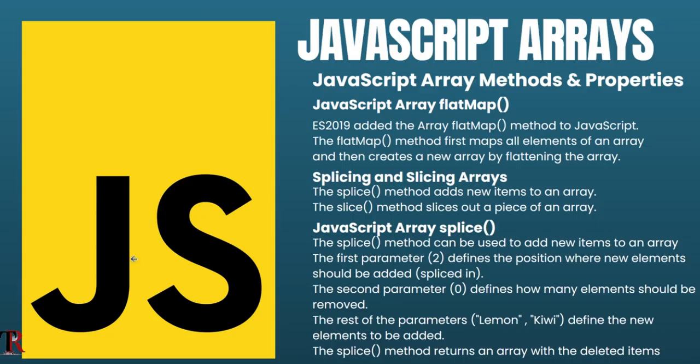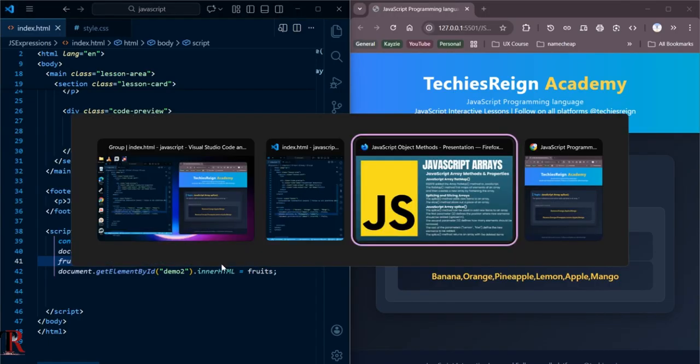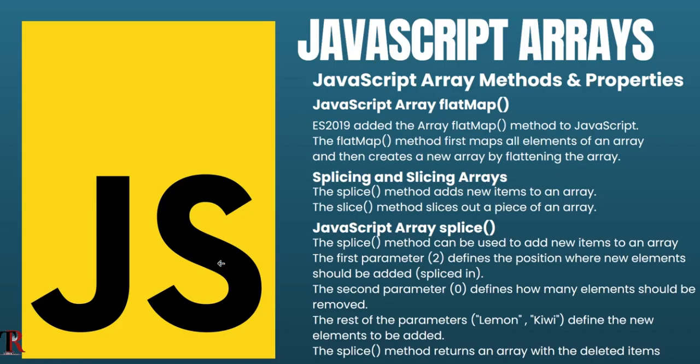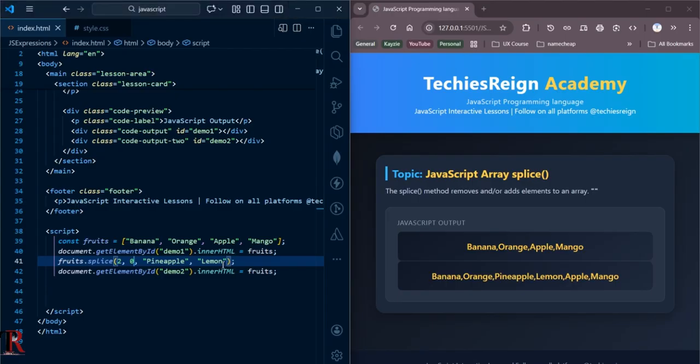Now the rest of the parameters, the lemon and pineapple, define the new elements to be added. So the new elements I want to add to this array are these two that we pass here, which are the pineapple and the lemon. And the splice method returns an array with the deleted items. So when you now check the output, you can see that the deleted items have been returned alongside what you currently have in your array. And because of the positioning, the new items are added.